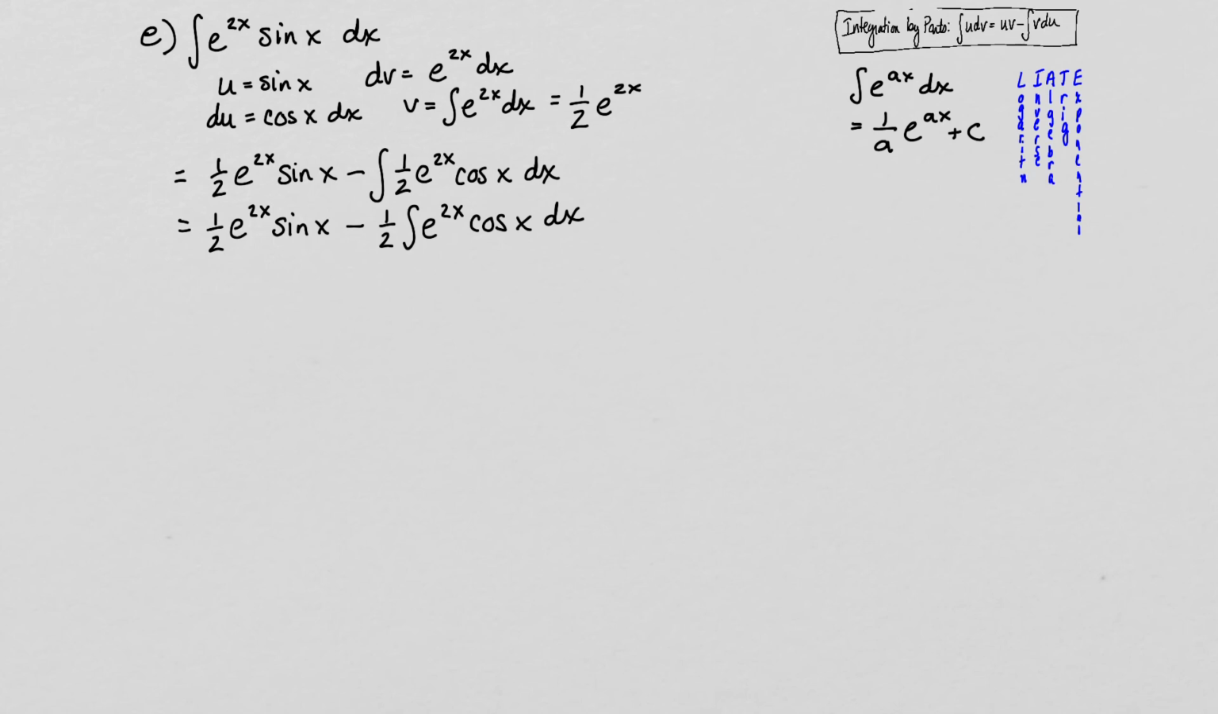Okay, so just like the last time, this is a double integration problem. I have to do integration by parts again. So on this second part, again, we're going to let u be the trig function. So u is cosine x. dv is e to the 2x dx. So du, the derivative of cosine, is negative sine x dx. And v is again going to be the integral of e to the 2x dx, which in this case is again 1/2 e to the 2x.